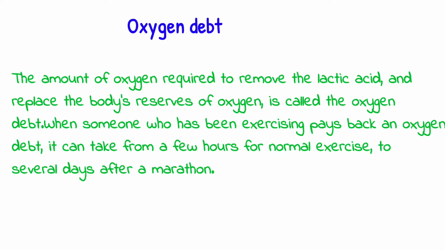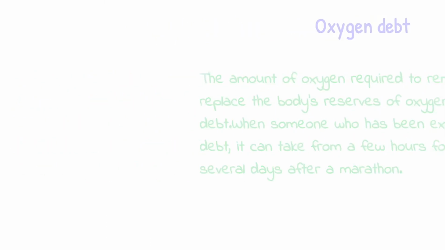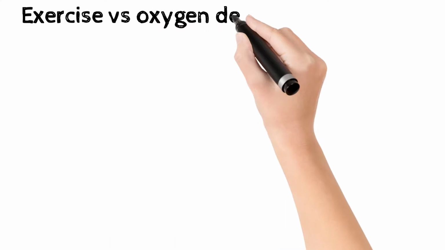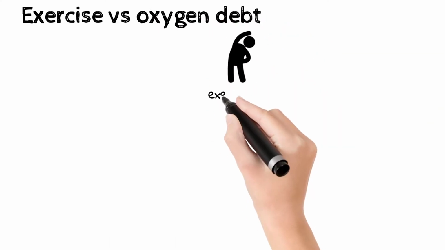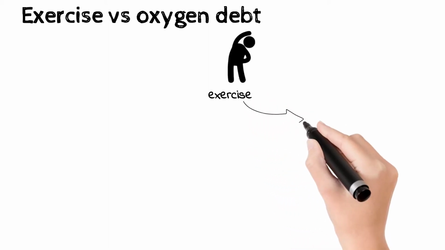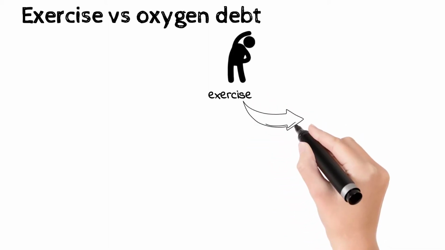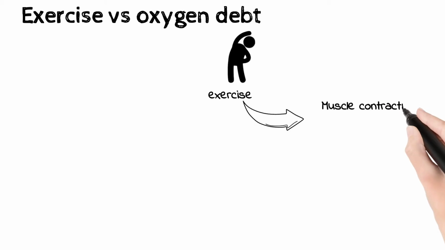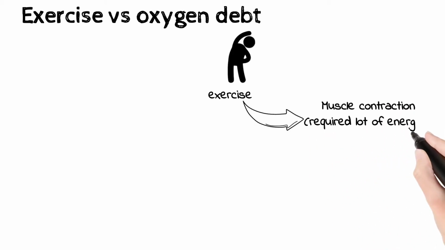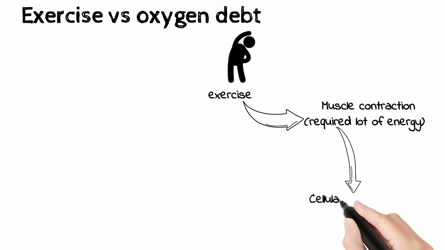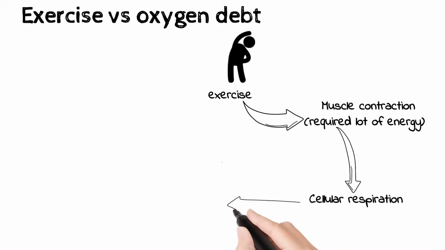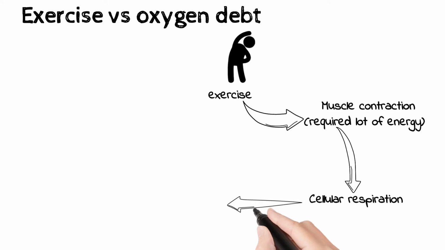Next, we move on to see how this oxygen debt happens. So, for example, we take a man who is doing an exercise. When he is doing an exercise, his muscles start to contract. In order to contract the muscles, he requires a lot of energy, so he needs to start respiring. And also the need for oxygen increases.